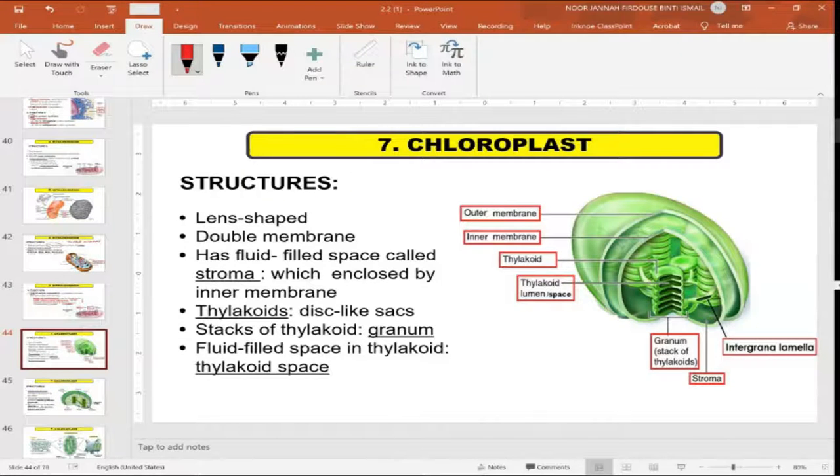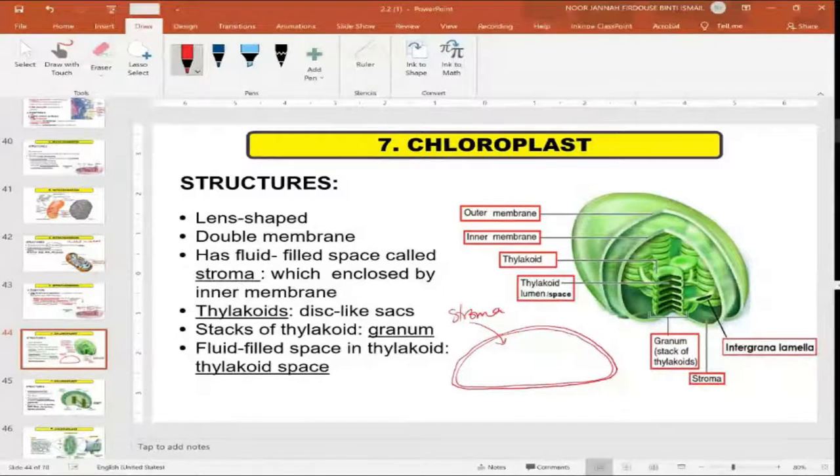Jadi next is chloroplast. Chloroplast biasanya kalau lukisan 2D saya suka lukis dia begini. Dia macam biconcave shape kan? Concave shape. Kemudian lukis dua, menunjukkan bahawa dia double membrane. Lepas tu fluid filled space yang dipanggil stroma, where we can find starch granules.